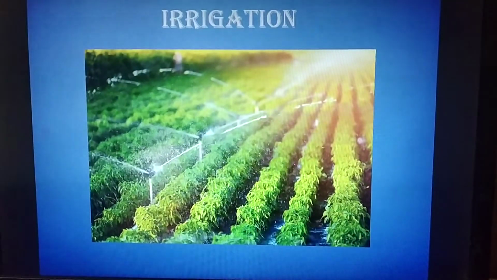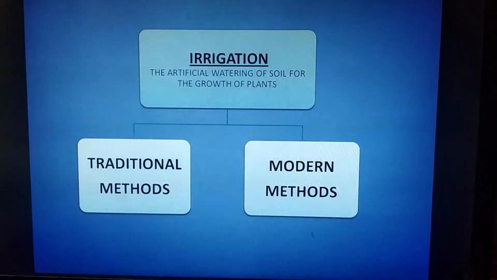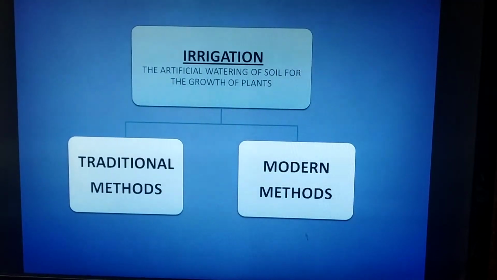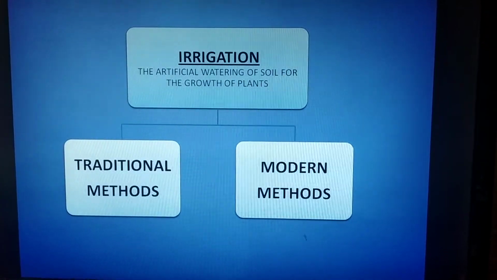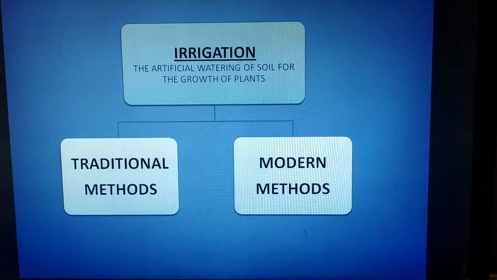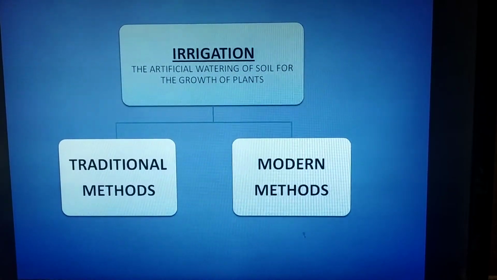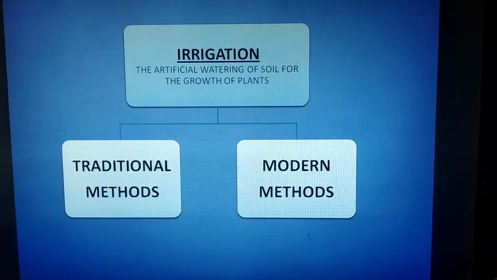What is irrigation? Irrigation is the artificial watering of soil for the growth of plants. Means when we give water to plants for their growth, that watering of plants is called irrigation. There are two methods for irrigation. One is the traditional method and the second is the modern method. So first we will see the traditional method.